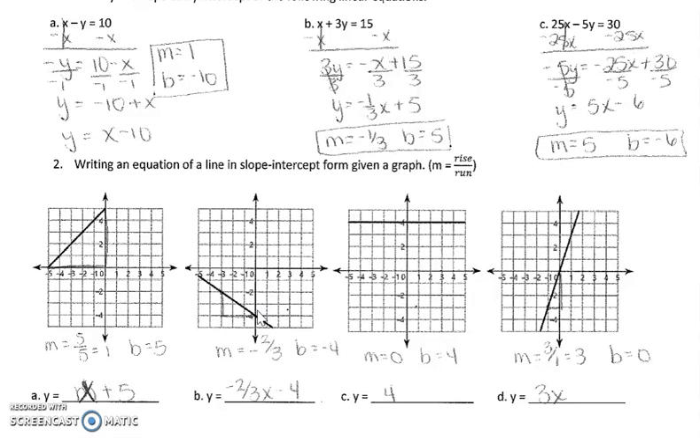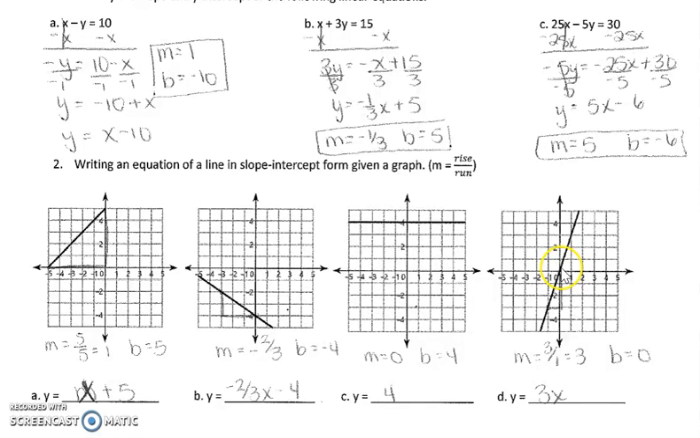It makes sense. If you look at all the ordered pairs on that line, all of them would have a y value of 4. Okay, so that's how that works. Last one has another interesting twist. Notice that your y-intercept is 0, so b equals 0.